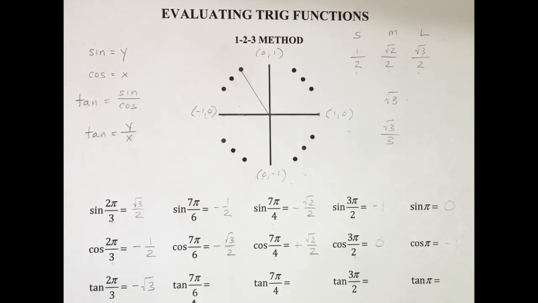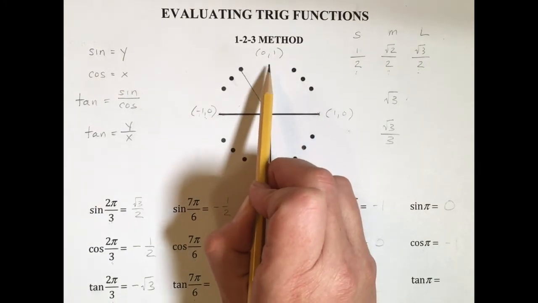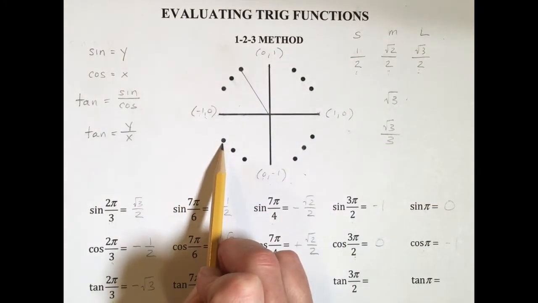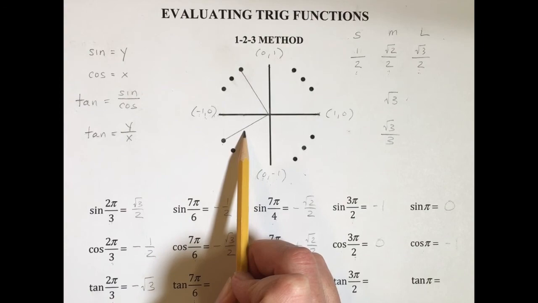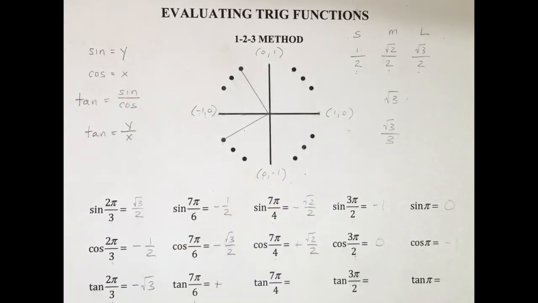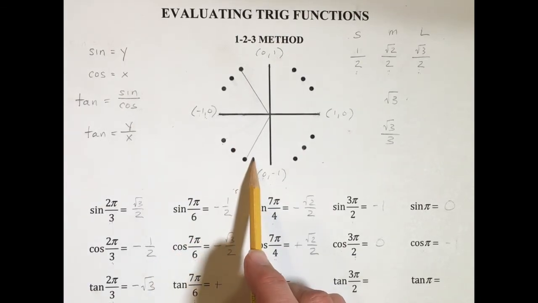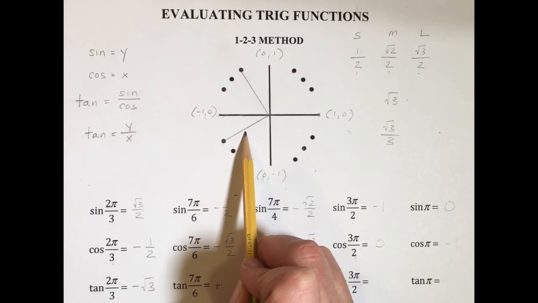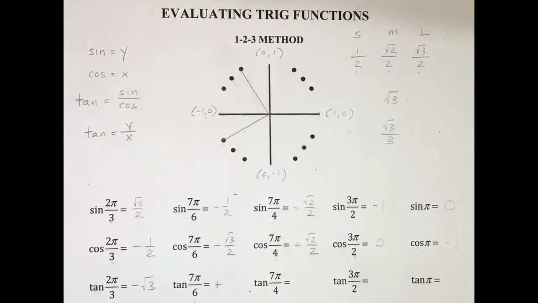Let's go see where 7 pi over 6 is. 1 pi over 6, 2 pi over 6, 3, 4, 5, 6. Here's 7 pi over 6. I can evaluate tangent of 7 pi over 6 by considering the slope of this line. Notice this line is going uphill. It has a positive slope. And this line is not very steep. This would be a very steep line. But this line, not so steep. Let's use our smaller tangent value. Tangent of 7 pi over 6 is positive radical 3 over 3.